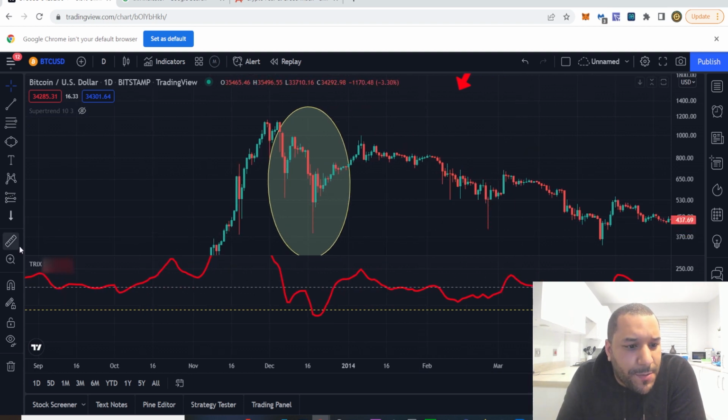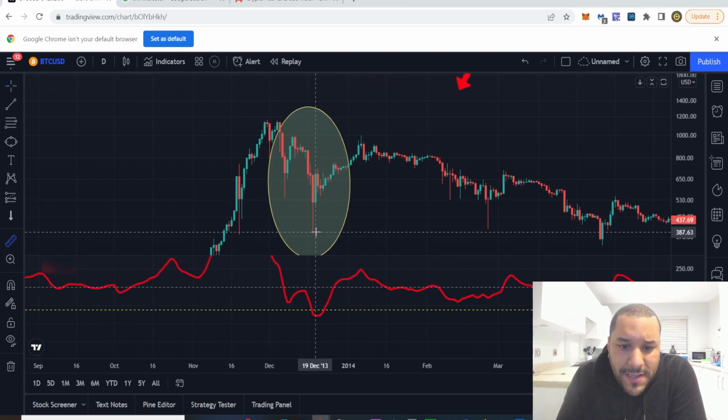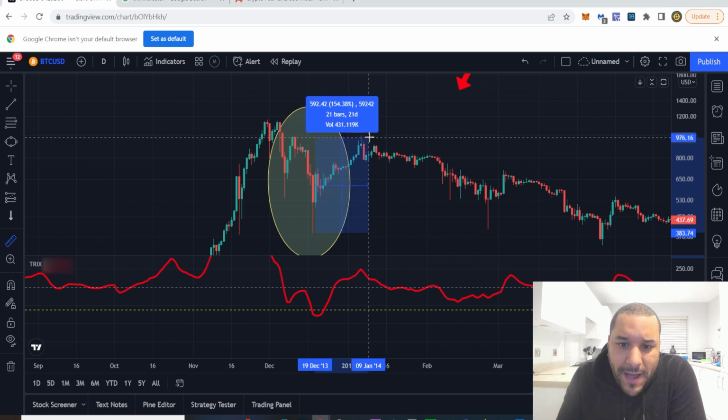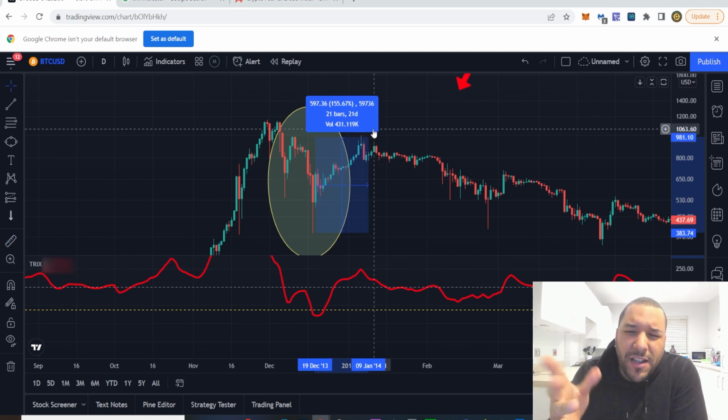What percentages are we talking? You buy this disgusting drop, it pumps up to somewhere like here, you sell it, 155%. Come on, do you see what I'm saying?